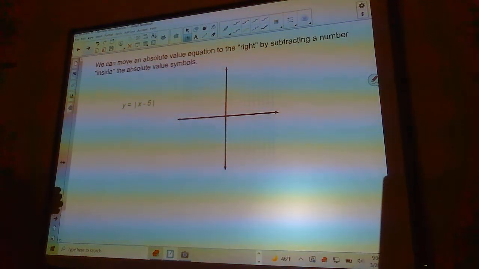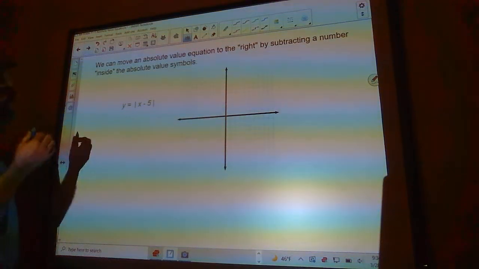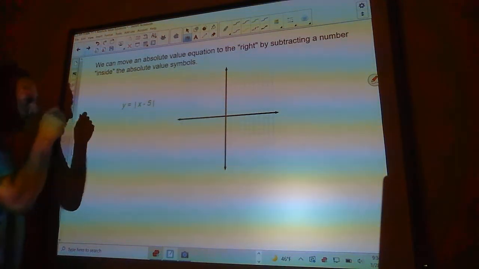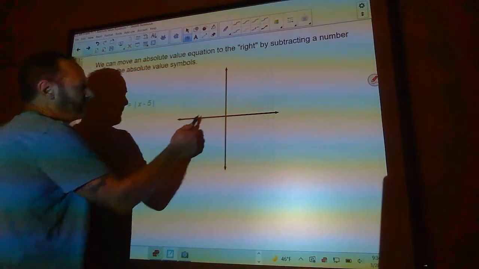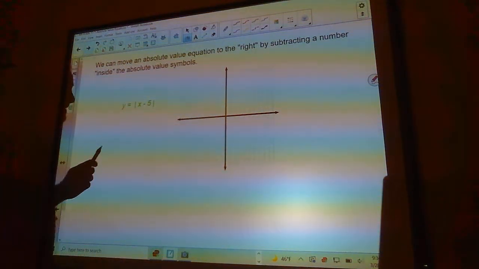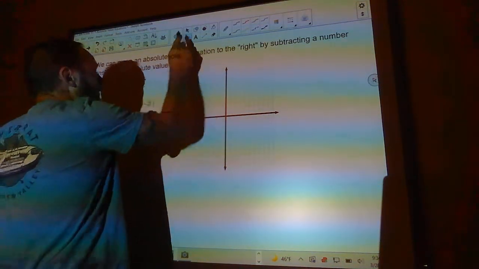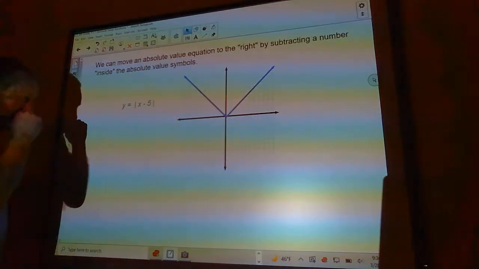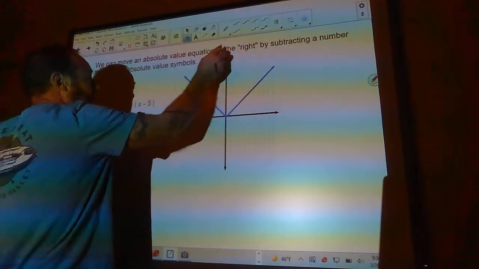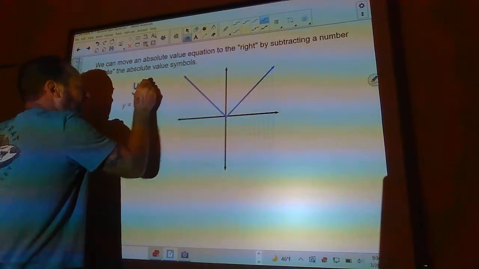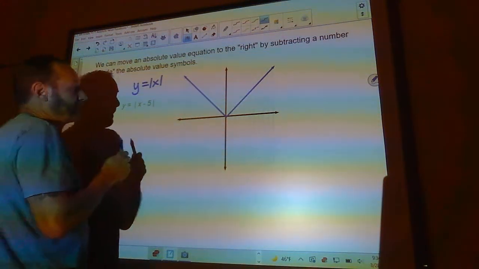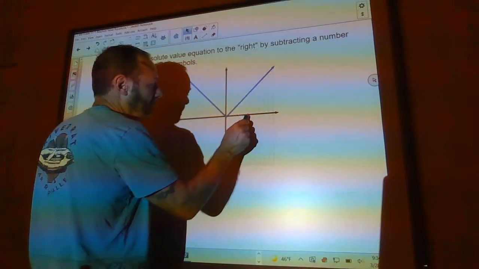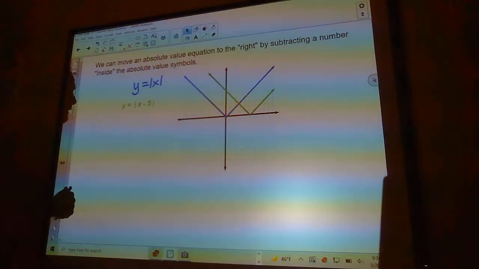Now, if I want to move an equation to the right, I subtract a number inside the absolute value. Okay, so notice my -5 is inside. Now, you might think that it's going to move it to the left because -5 is to the left, but it does exactly the opposite of that. So, there's my y equals absolute value of x. Now, y equals absolute value of x minus 5 is going to be right here.